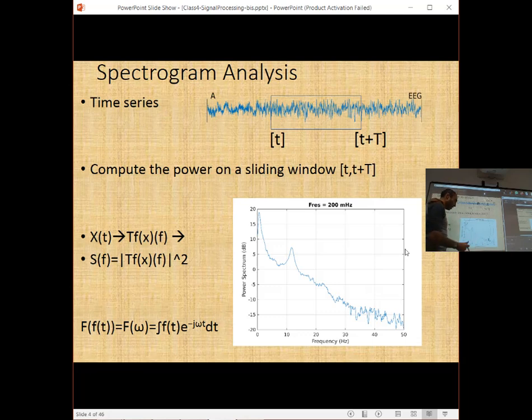So for example, you can ask, maybe there is a tendency here of decaying.